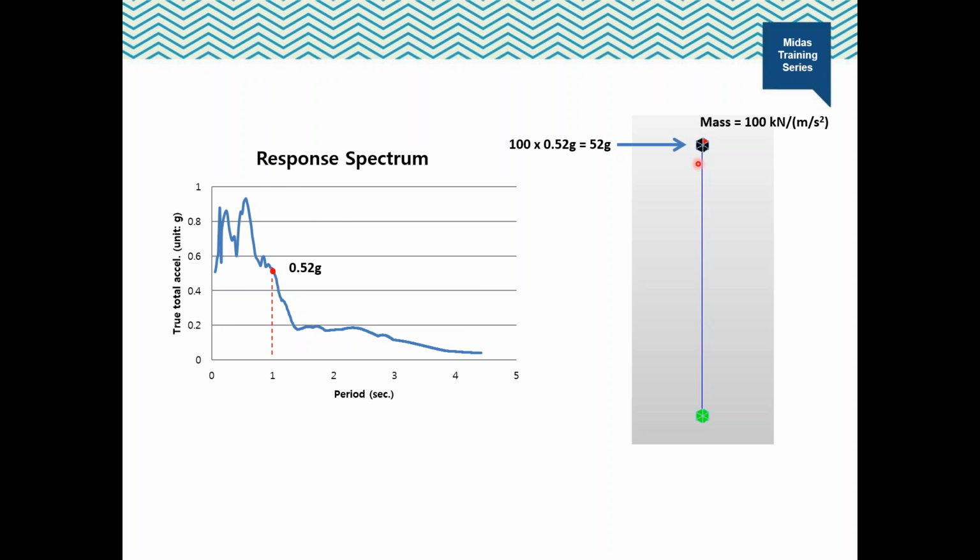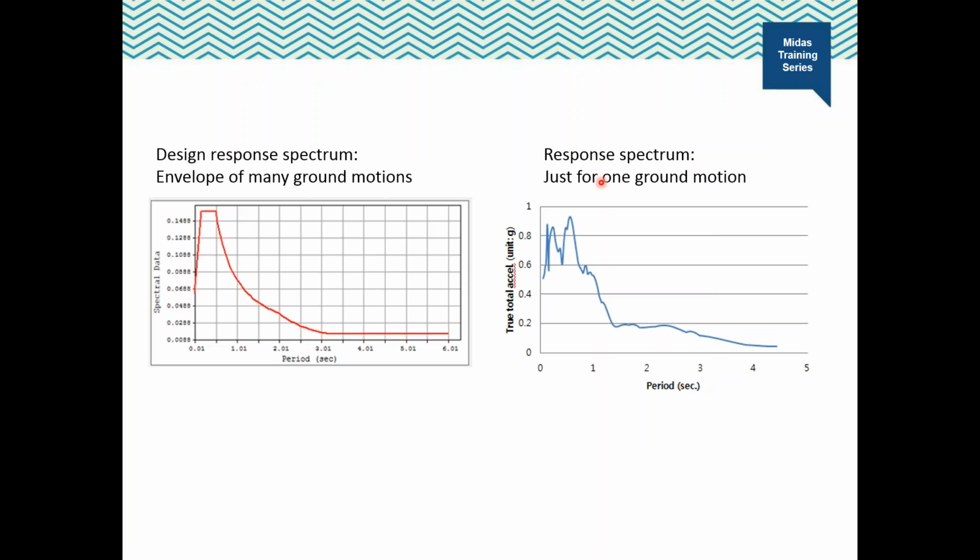Design response spectrum is derived from the response spectrum of many individual ground motions. The design response spectrum is the smoothened envelope of all response spectra of the ground motions for which the building is expected to be designed.